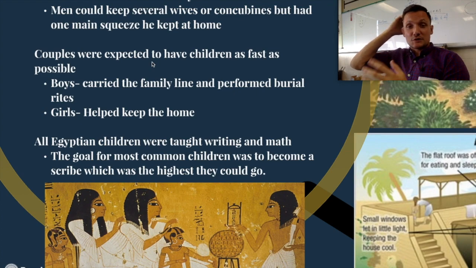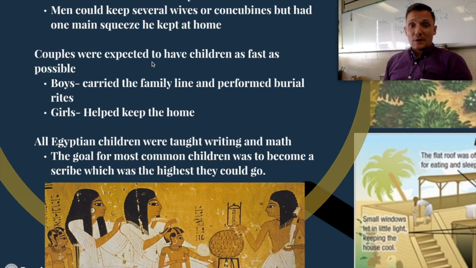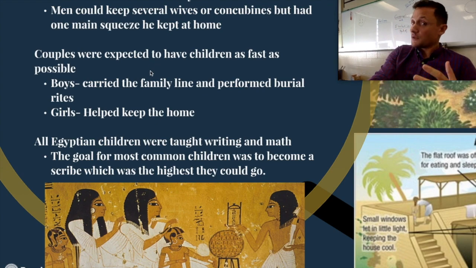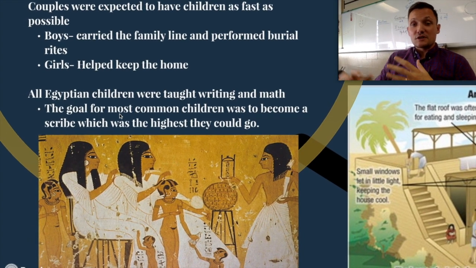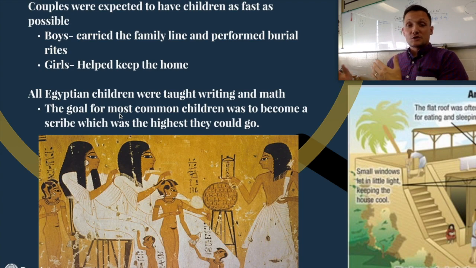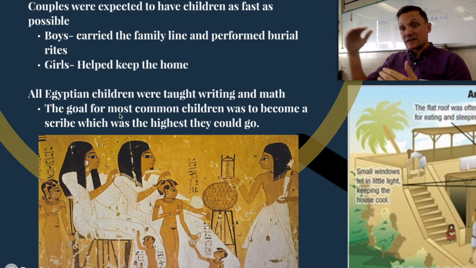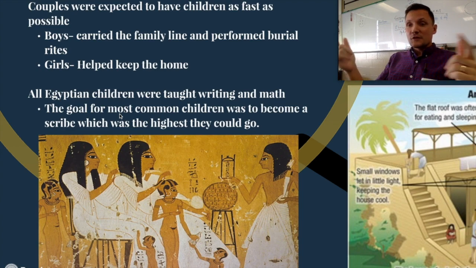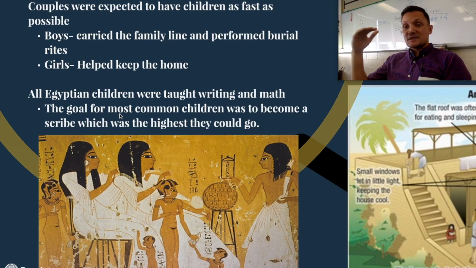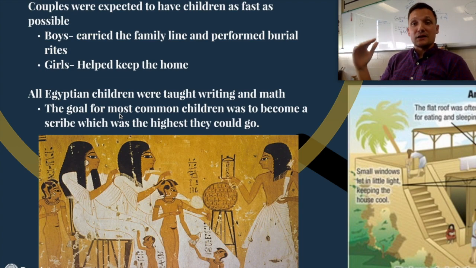So anyway, couples were expected to have children as fast as possible, mainly because boys carried the family line and performed burial rites for their parents, and also girls helped keep the home along with their mother. All Egyptian children were taught several different subjects, like writing and math, and the goal for most common children was to become a scribe, which is the highest job they could achieve. And how is this a little bit different again for Egyptian life versus Mesopotamian life? Anybody? Good job, Rudica. That's right. In Mesopotamia, you had to be a wealthy male and pay to go to school to become a scribe, whereas in Egypt, you could actually become one later on.